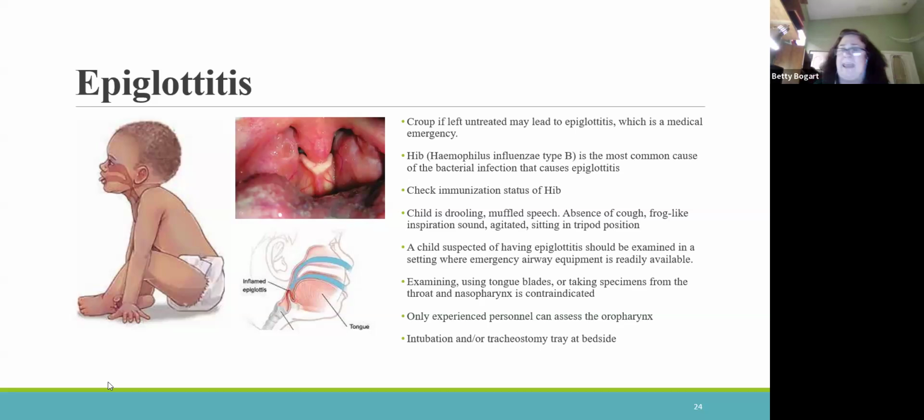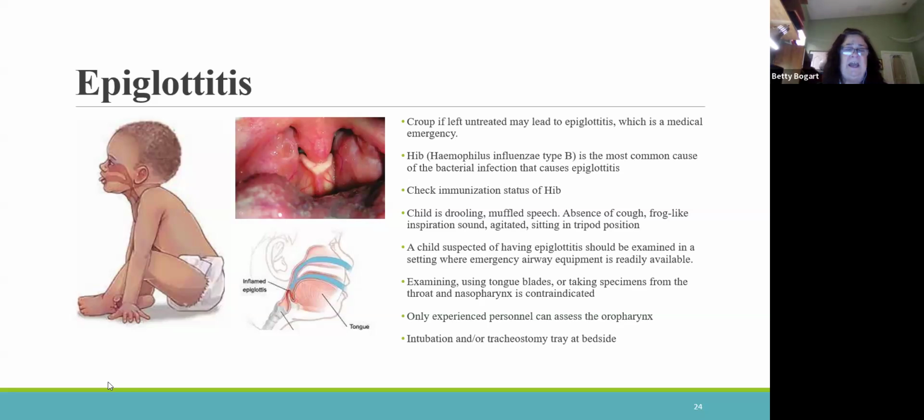They're going to be drooling. They can't swallow. If they talk, it's so swollen back there, it would be very, very muffled. They're not going to cough. And you're going to hear that if they get air in, that really high pitch type thing.